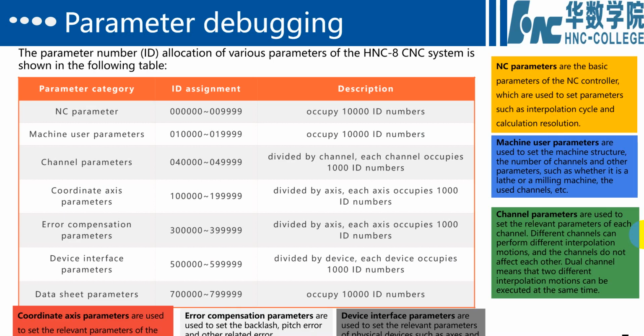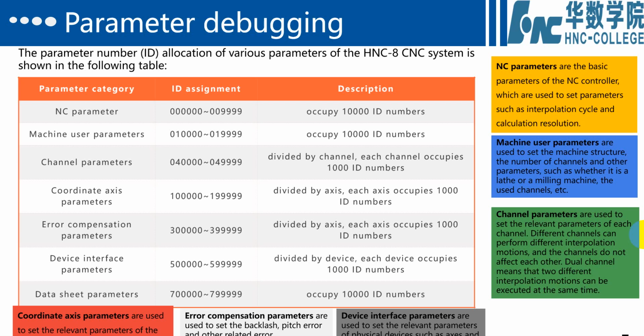Secondly, machine user parameters. These parameters are used to set the machine structure, the number of channels, and other parameters, such as whether it is a lathe or a milling machine, the used channels. Thirdly, channel parameters. These parameters are used to set the relevant parameters of each channel. Different channels can perform different interpolation motions, and the channels do not affect each other. Double channel means that two different interpolation motions can be executed at the same time.